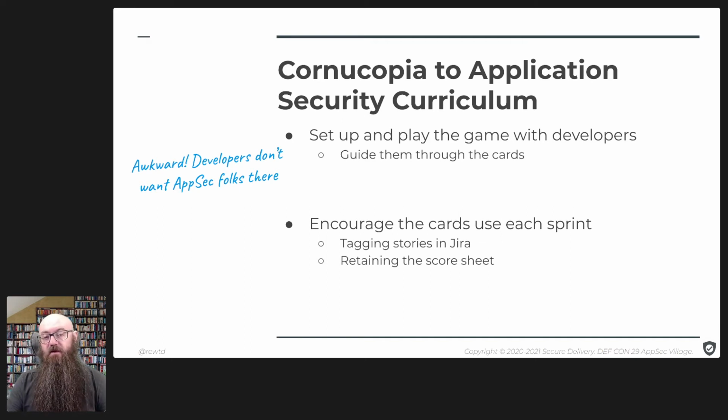Then to cover off the do threat modeling checkbox, you have the devs tag the stories in Epics and Jira, and you have them scan in their score sheet. And that gives your auditors something to feel warm and fuzzy about. Well, you and the dev teams know that things are being done right.